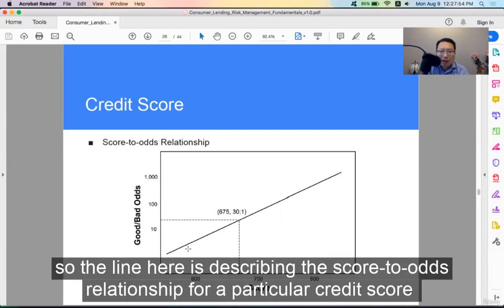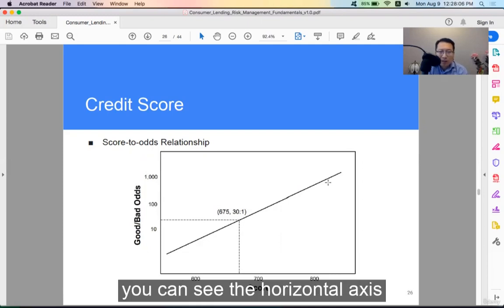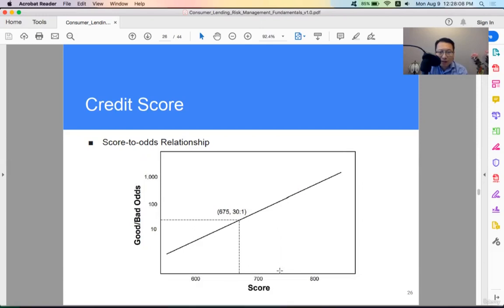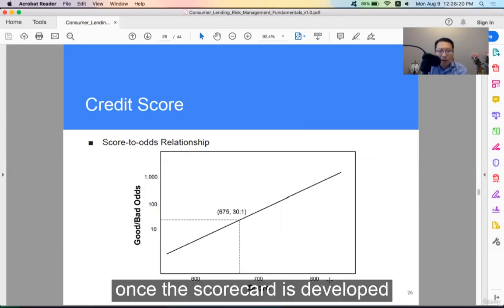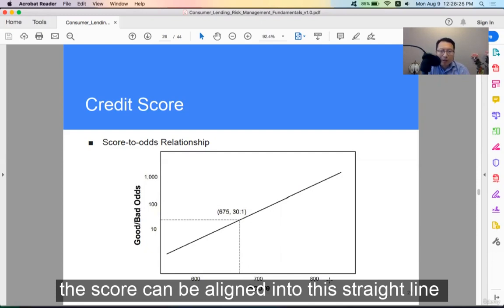So the line here is describing the score to odds relationship for a particular credit score. You can see the horizontal axis, the score value from below 600 all the way to above 800. The vertical axis is the good to bad odds. Once the scorecard is developed, the score can be aligned into this straight line.